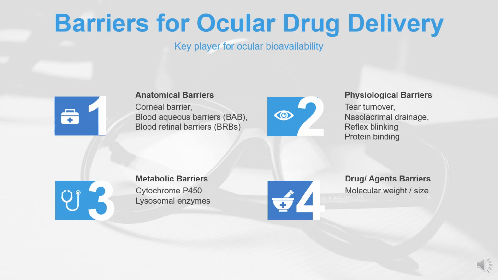Corneal and conjunctival epithelium, blood-aqueous barriers, also known as BAB, and blood-retinal barriers, also known as BRBs, are the fundamental structures that restrict the passage of molecules and fluids to the retina and impede drug penetration. Moreover, various elimination mechanisms such as tear turnover, nasolacrimal drainage, protein binding, and enzymatic degradation limit the ocular bioavailability of the drugs.